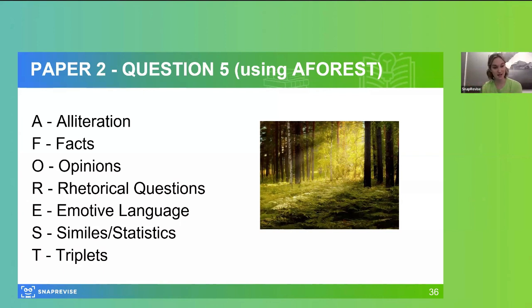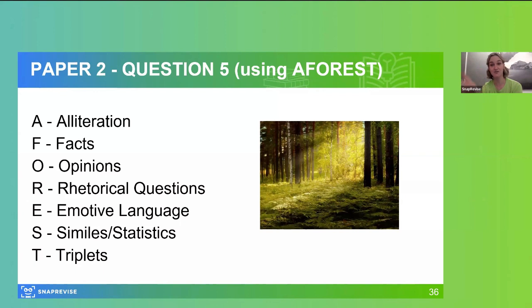Similes or statistics for S. So again, similes, you know what a simile is, something that is like something. Statistics, as long as it's feasible, you can make up a statistic for your question. So the one about cars, you could make up a statistic that was something along the lines of 30% of children surveyed said that they would prefer to cycle to school. Something like that. As long as it sounds feasible, you can just make it up.